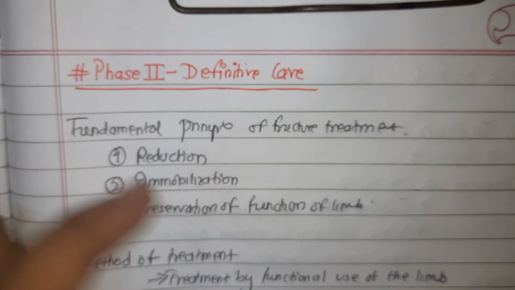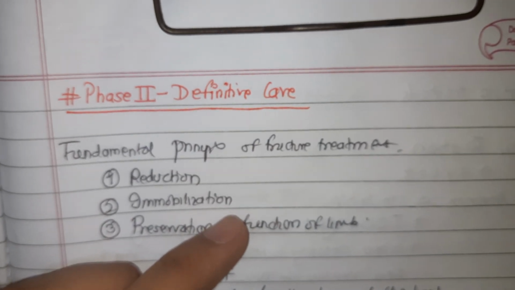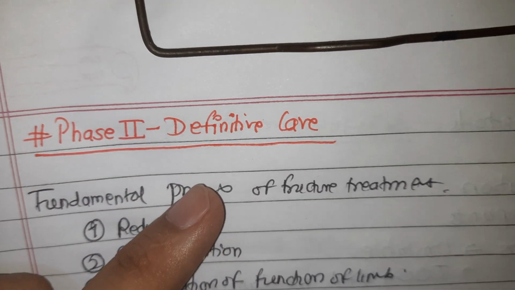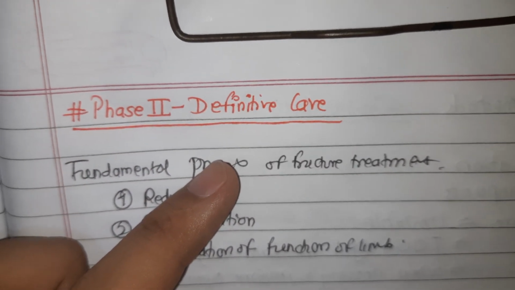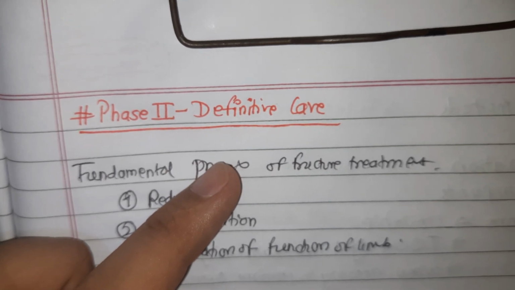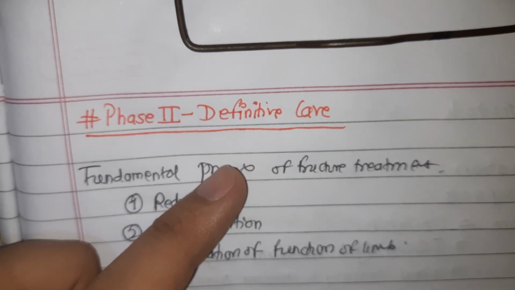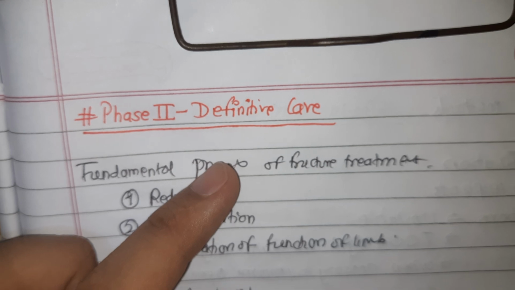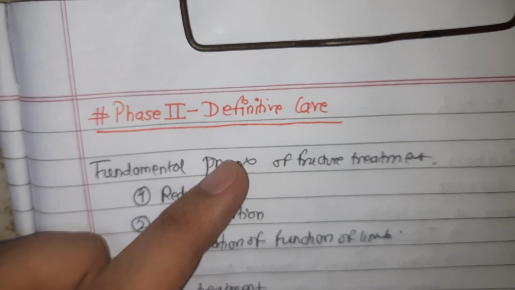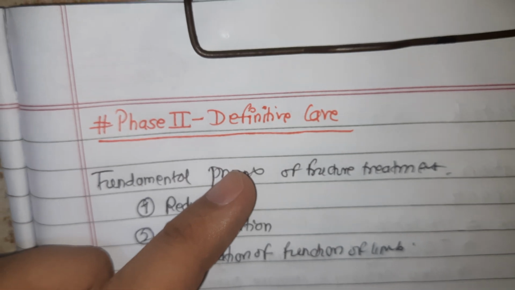So perfect anatomical reduction and stable fixation is preferred for intra-articular fracture, because early mobilization can be done in that case, and this is most often possible only by operative method. And in diaphyseal fracture, the aim is to achieve union in good alignment and maintaining length, which is achieved by non-operative method.